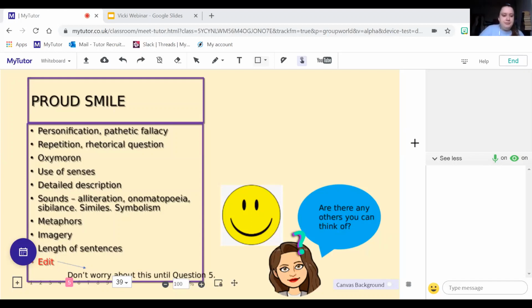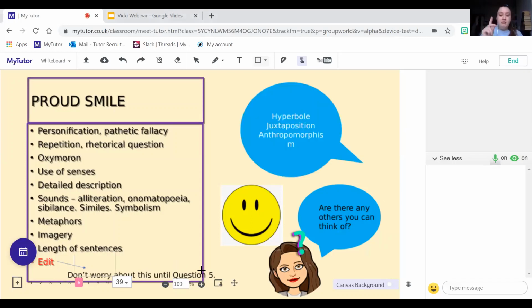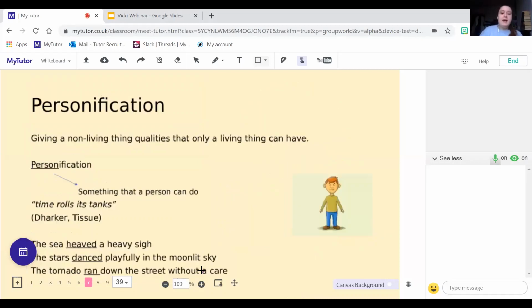I've popped hyperbole and juxtaposition up there. The other one, the M's fallen off the bottom there, anthropomorphism, which is where we give a non-living object a body part that a human or a living thing might have. For example, saying the sun smiled. To be able to smile, you must have lips. So that would be an example of anthropomorphism.